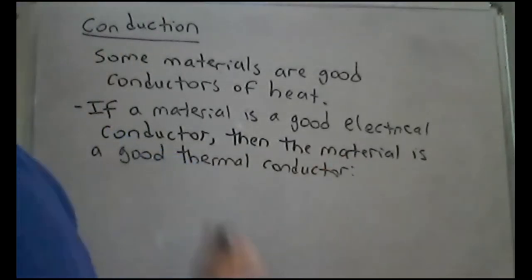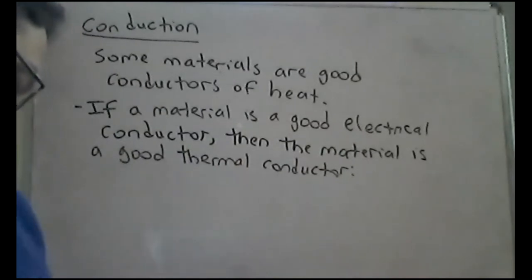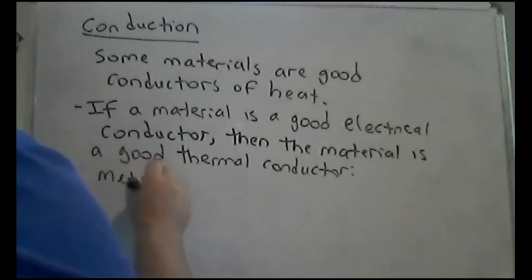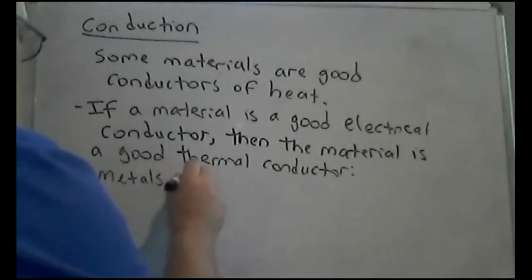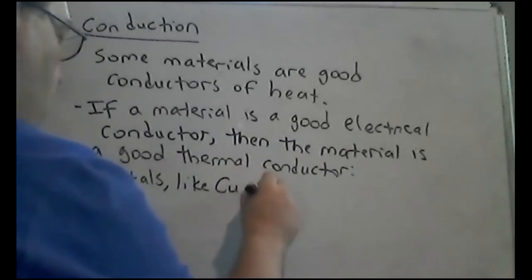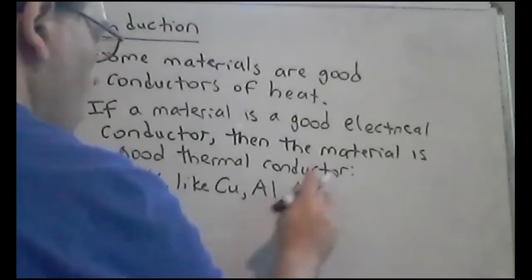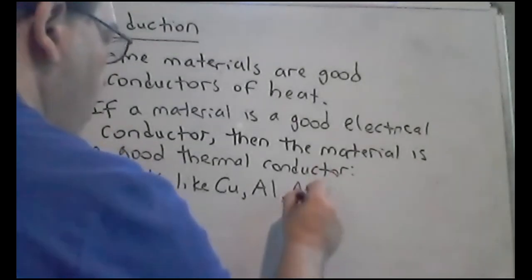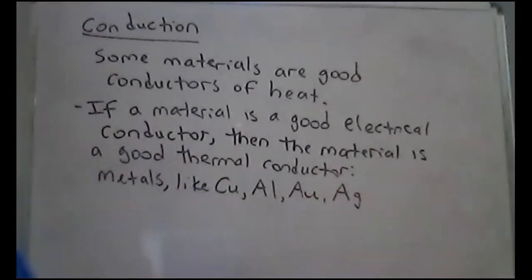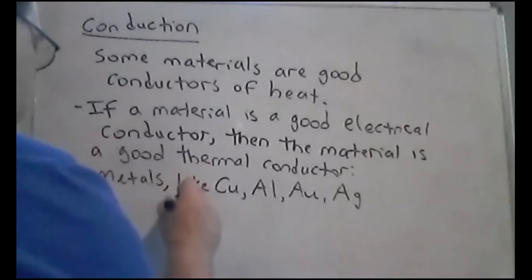What are examples of good conductors? Well, anything that is used for wiring. Good conductors might be metals, for example, metals like copper, gold, aluminum, and silver. Okay. Another good conductor would be salt water.